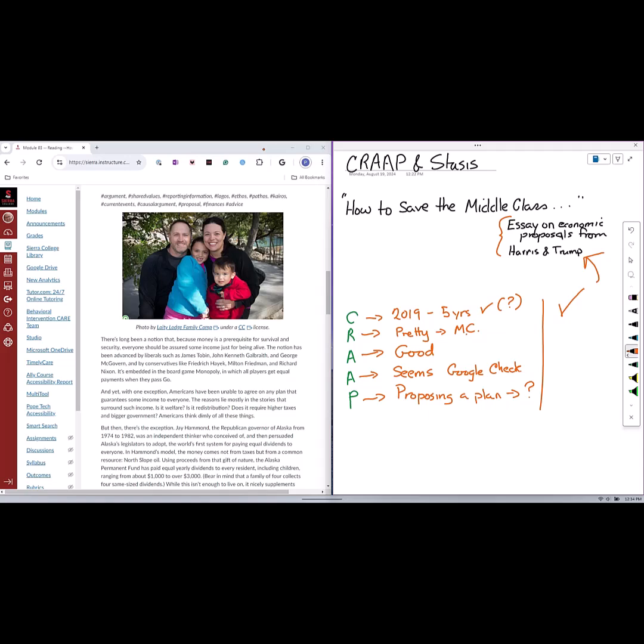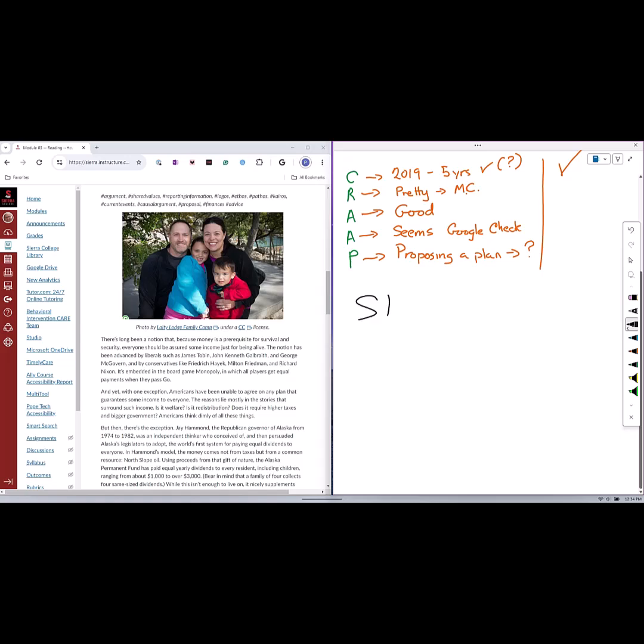Now, let's talk quickly about the stasis method. And you'll remember that there are 4 stases. So from the bottom up, they are fact, definition, quality, and policy. And the idea is that before we can make an argument of definition, we have to set up facts. Before we can make an argument about quality, we have to set up definitions and facts, and so on and so on.